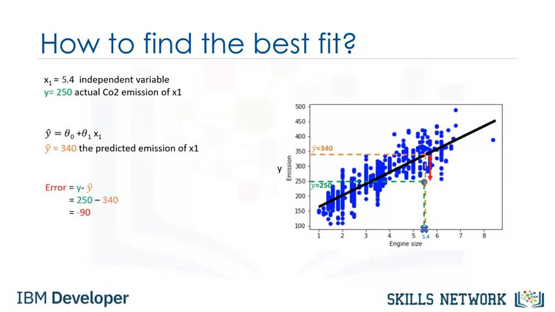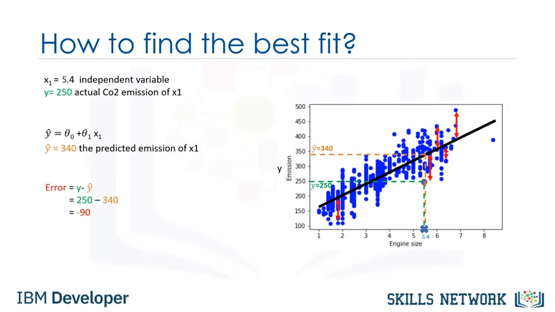Now, if you compare the actual value of the emission of the car with what we've predicted using our model, you will find out that we have a 90-unit error. This means our prediction line is not accurate. This error is also called the residual error. So, we can say the error is the distance from the data point to the fitted regression line.